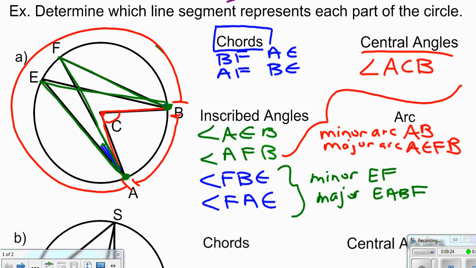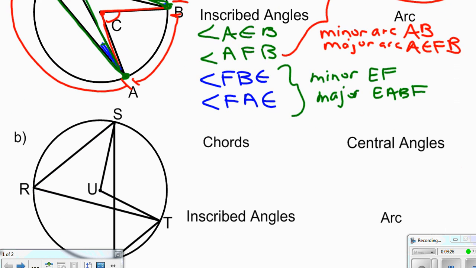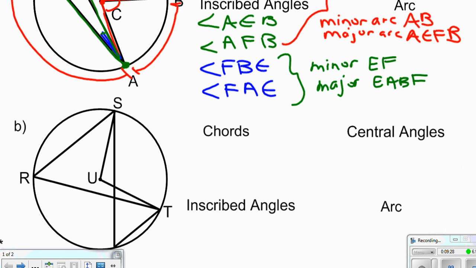Okay, so hopefully that should be nice and straightforward for you. I would like you to do B on your own, and this is one that we can double check together in class tomorrow.